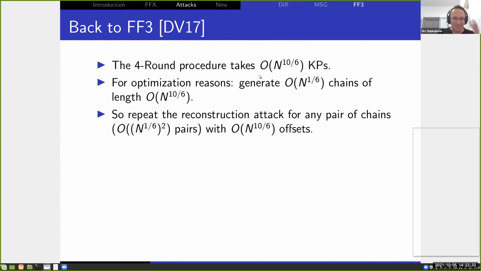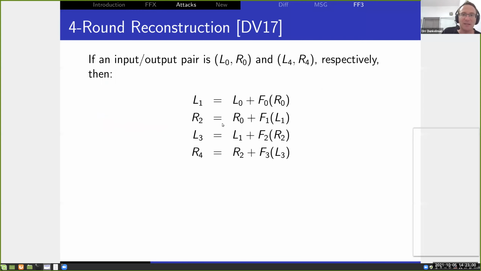So the 4 round procedure takes order of n to the 10 over 6 known plaintexts. And this is one of the reasons they had to change Patarin's attacks: Patarin uses chosen plaintext, and they needed a known plaintext variant. And there is an efficient way to generate the chains. You just generate n to the 6 chains, each of them very long, and then you try all the respective locations and offsets and all pairs. So you get the locations.